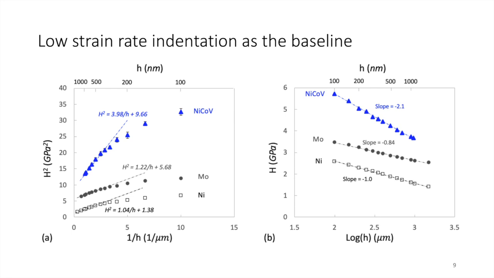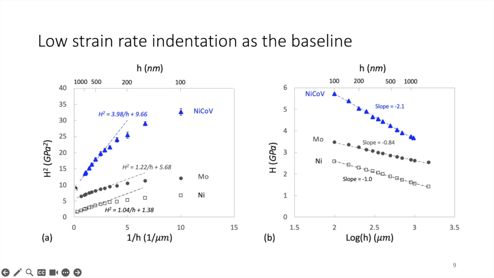In the figure on the left, this is the classical Nix-Gao model when looking at the indentation size effect. On the x-axis, that's 1 over h, h is the indentation depth. The y-axis is hardness squared. The blue dots you see here are the results from the medium entropy alloy. You can see the slope is pretty high. It's about 3.98. This is much higher than the 1.22 from the moly as well as the 1.05 obtained from nickel. What this tells us is the FCC medium entropy alloy has a strong indentation size effect.